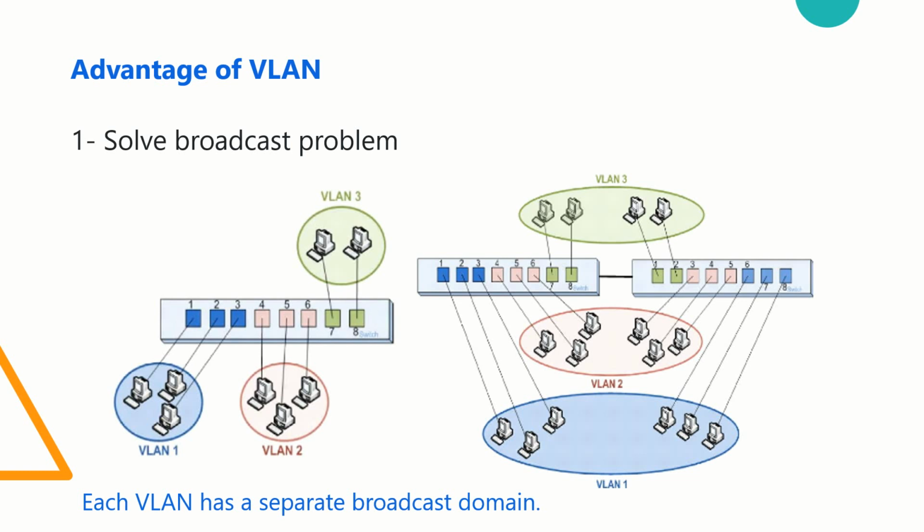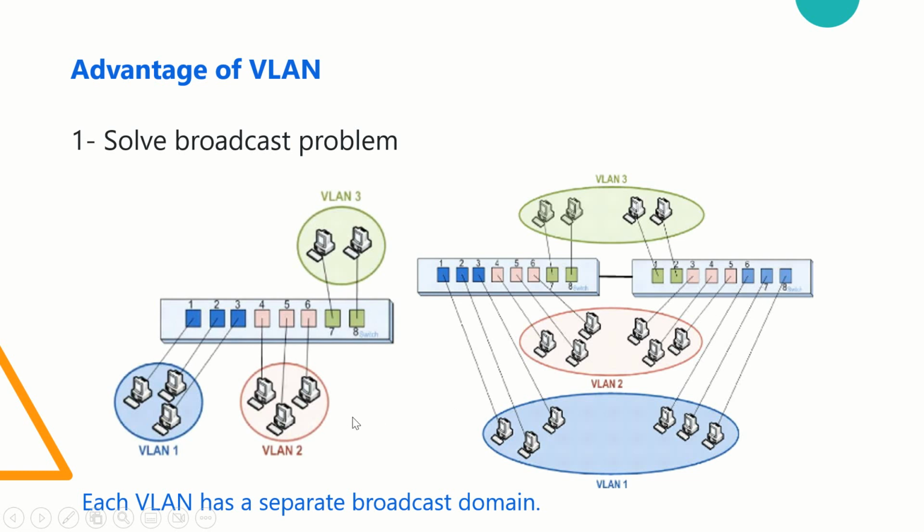We should learn more about VLANs before configuration. But what are the advantages of VLANs? The first advantage is that it solves the broadcast problem. When we connect devices into switch ports, these are switch ports, you can see 8 switch ports here, 8 switch ports here, and also switch ports here.